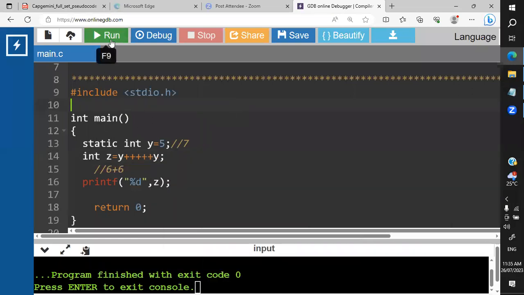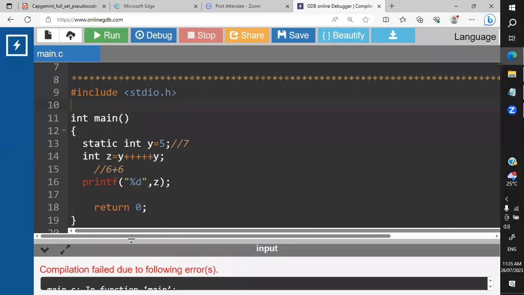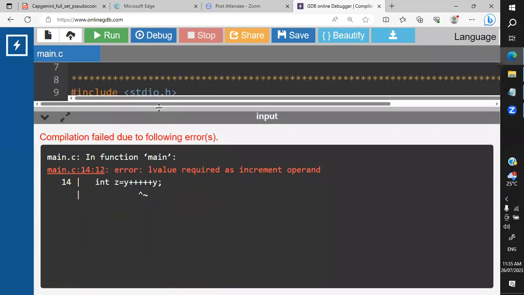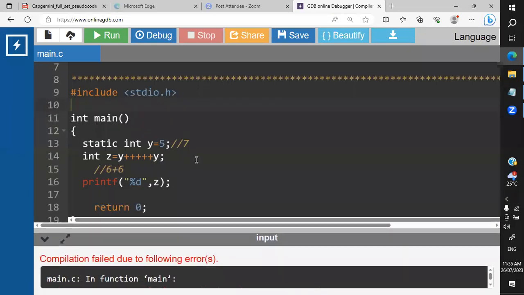This one you asked, five pluses or maybe y plus plus plus. Yeah, it takes error. It won't consider, because it will not consider those many pluses.